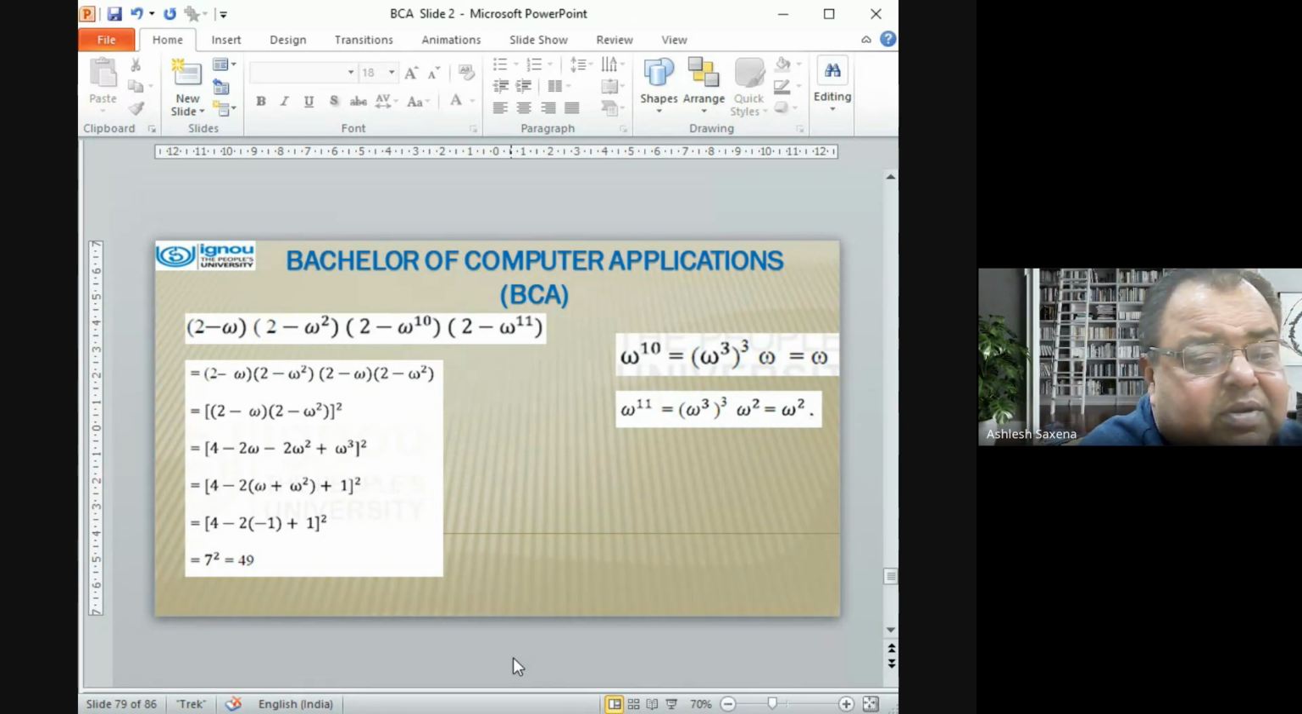4 plus 1, you can't do anything with that. From this, minus 2 omega minus 2 omega square, take 2 common. Then you are left with omega plus omega square. Omega plus omega square is minus 1. So you are left with what? (4 plus 2 plus 1) whole squared. 4 plus 2, 6, 6 plus 1, 7. So 7 square is equal to 49.